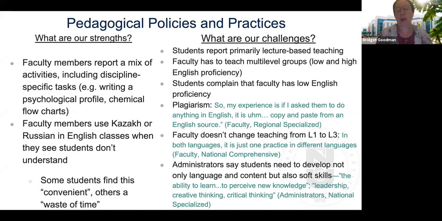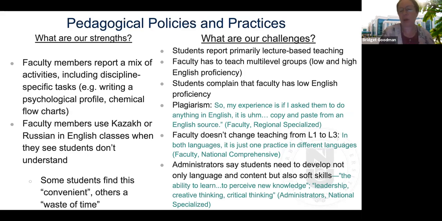There's an issue around plagiarism. One teacher from a regional specialized university said, if I ask them to do anything in English, it's copy and paste from an English source. And then there's a lot of training in language to develop students' and teachers' English, but not in how to teach in English. So to me, that means some professors don't change their teaching.